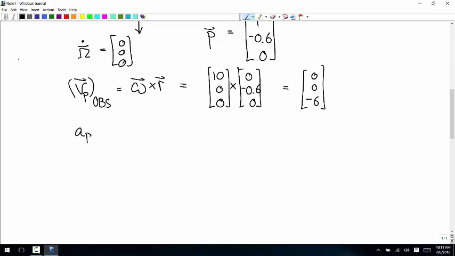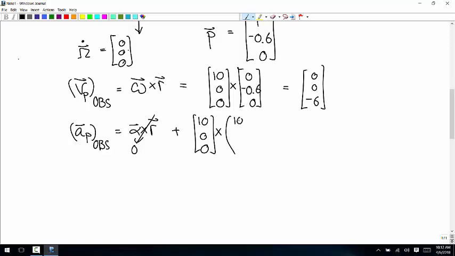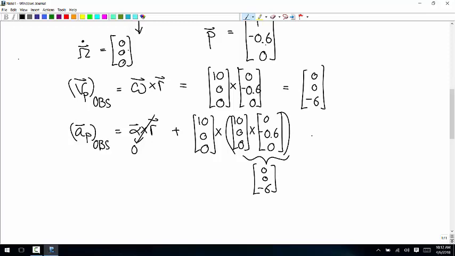And then the observed acceleration is alpha cross r, and that's 0. There's no changes in any of these angular velocities. Plus 10, 0, 0 cross the quantity 10, 0, 0 cross 0, negative 0.6, 0. This one is 0, 0, negative 6. And so altogether that cross product is 0, positive 60, 0.